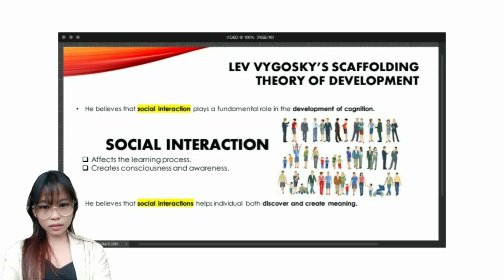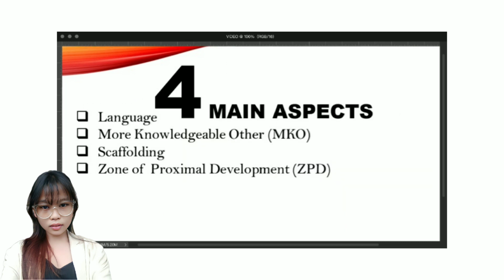Okay. So it is also stated here that social interaction affects the learning process. It creates consciousness and awareness. And Lev Vygotsky also believes that social interactions help individuals both discover and create meaning. In relation to this are the four major aspects of this theory which our discussion will be focused on. So these are the language, more knowledgeable other or MKO, scaffolding, and last is the zone of proximal development or the ZPD.